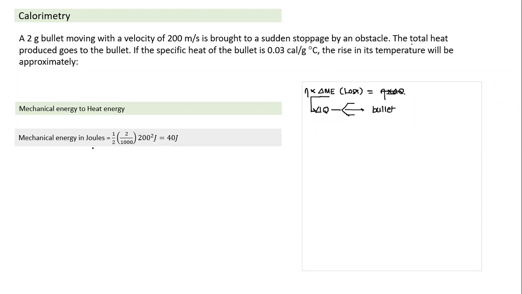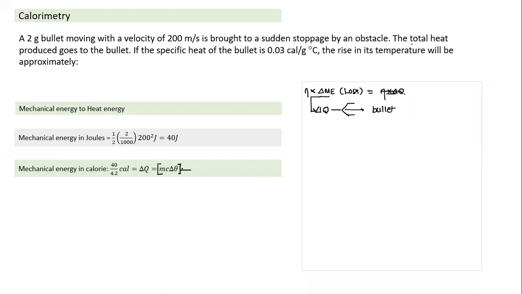So what is the mechanical energy in terms of joules? Very easy, 1 by 2 mv square. We calculate, it comes to 40 joules. The only thing we need to be careful about is units here. So if this is in joules, then delta Q and MC delta theta also need to be in the same unit. Here we are more comfortable with MC delta theta.